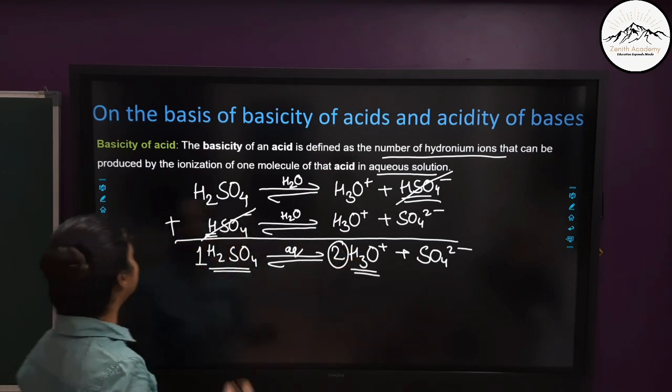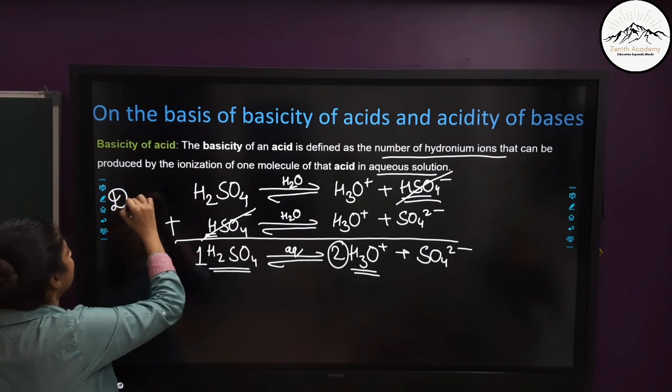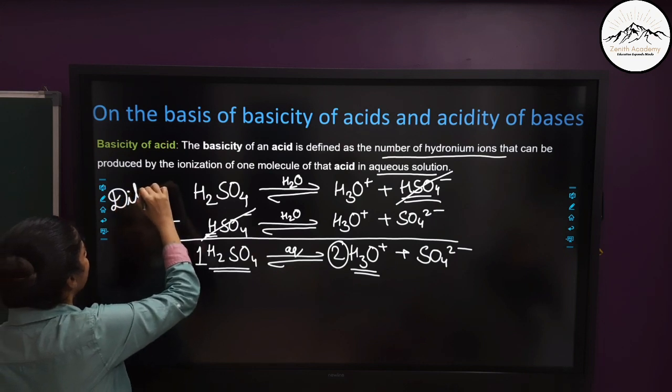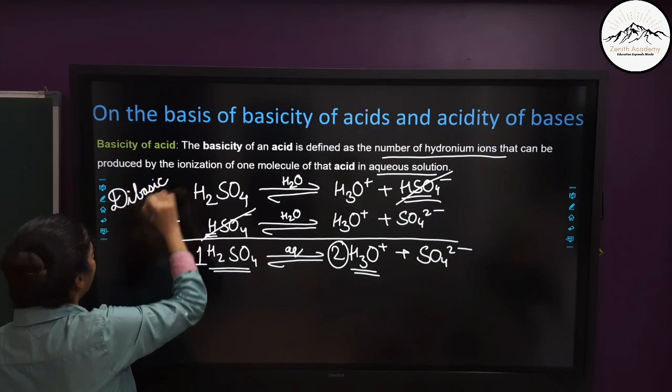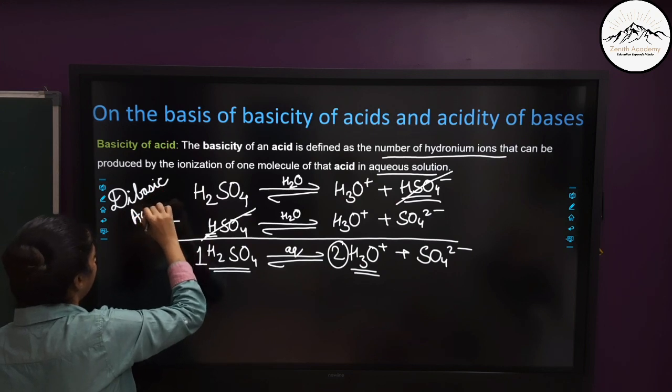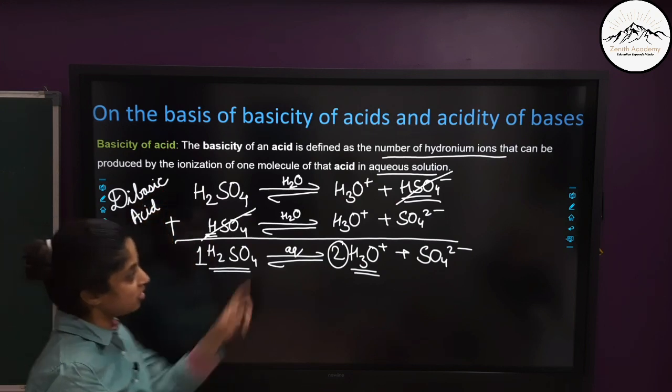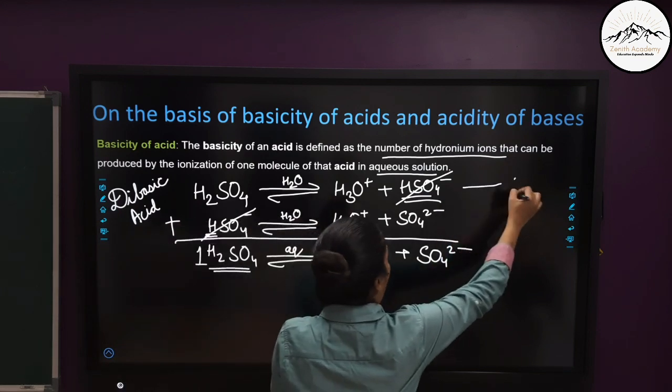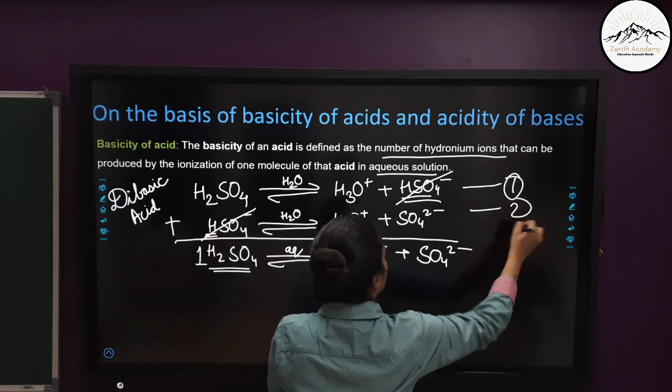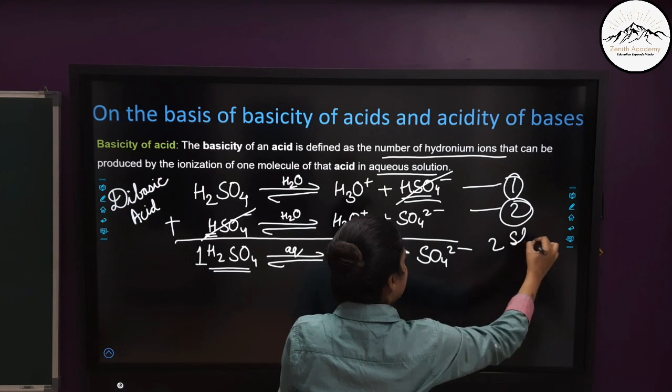That is why this is a dibasic acid. And this is how many step reaction? 1 and 2. So this is a 2-step reaction.